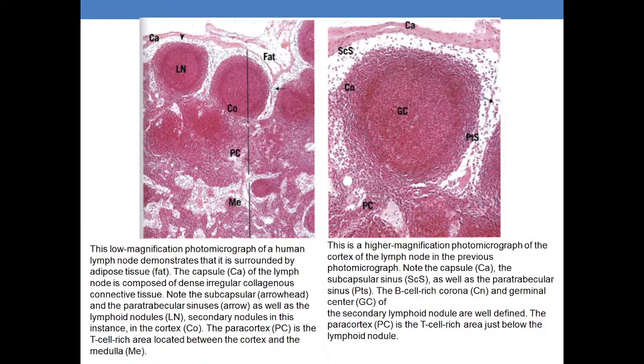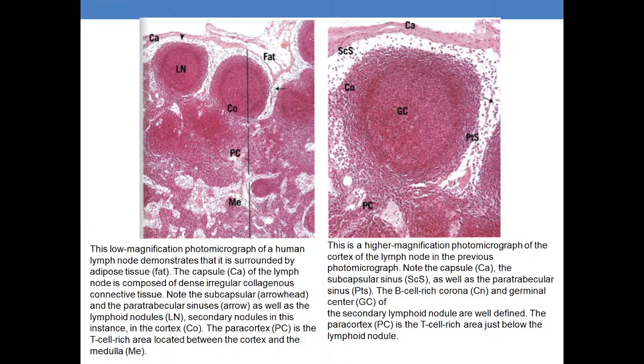This low magnification photomicrograph of a human lymph node demonstrates that it's surrounded by adipose tissue. The capsule of the lymph node is composed of dense irregular collagenous connective tissue. Note the subcapsular and the paratrabecular sinuses as well as the lymphoid nodules, secondary nodules in this instance, in the cortex. The paracortex is the T-cell rich area located between the cortex and the medulla.